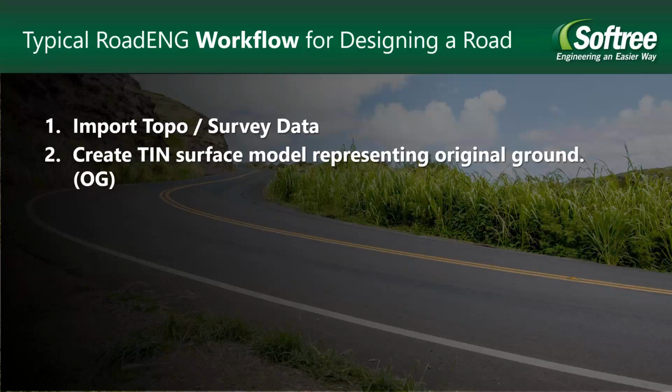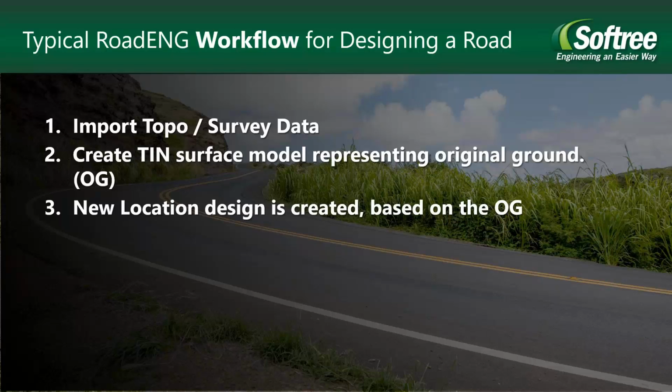Still in the terrain module, break lines and other linear features are identified and connected. A TIN, triangular irregular network surface representing original ground, is created. The resulting line work and TIN surface are saved in a .trx file. The rest of the steps are completed in the location module, our specialized module built for corridor design. Here, a new design is created based off our OG surface, also known as the .trx file from step 2.